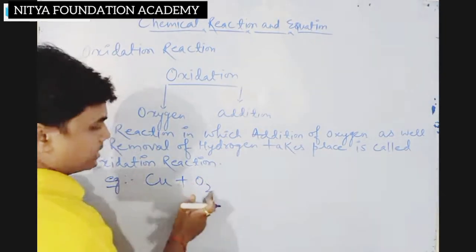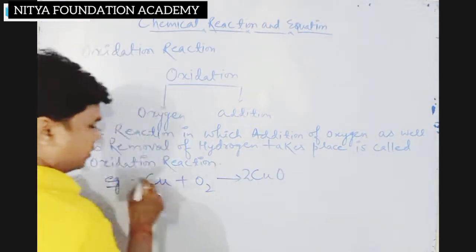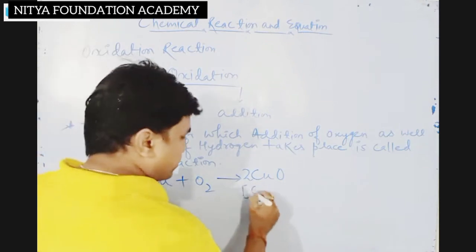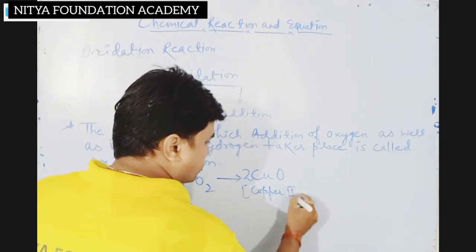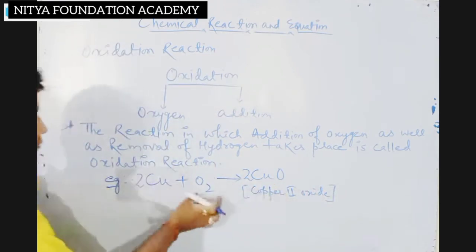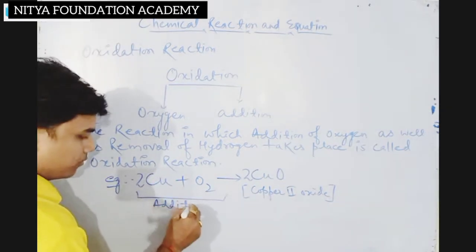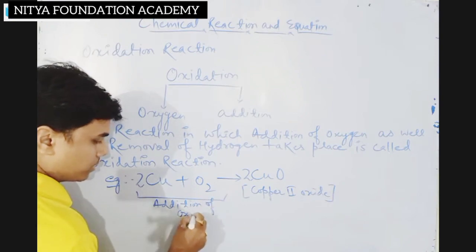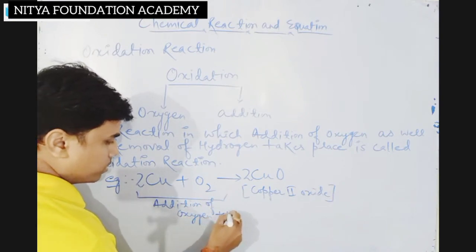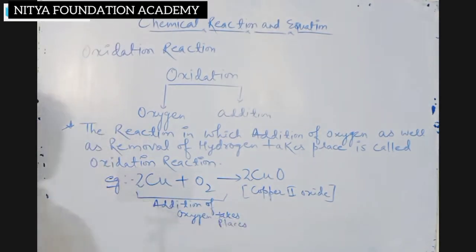For example, when oxygen is added with copper, it forms copper oxide, and this copper oxide we call copper 2 oxide. So this copper 2 oxide is formed after the addition of oxygen. So here addition of oxygen takes place, and therefore the copper 2 oxide which is formed is the oxide of copper.